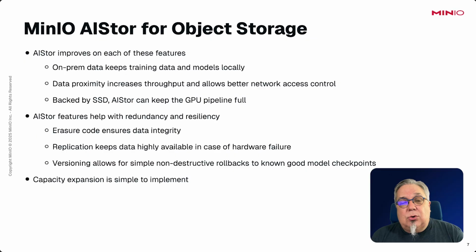Using MinIO AIStor as your S3 compatible object storage is a great solution. AIStor improves on each of these features in a number of different ways. You can run MinIO AIStor on-prem, which means you're keeping your training data and your models locally. They're not going out across the network. This also means that you have data proximity. That means you're going to have increased throughput to talk to your AIStor layer. You're going to be able to pull that data much more quickly because you have much better network access.